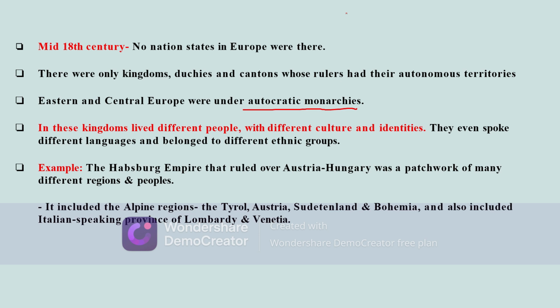During the mid 18th century, Europe was not divided as nation states as they exist today. Justify the statement. So, for that, first you have to give an intro with these 3 points and then take up the example of the Habsburg Empire and explain in detail. And this is also a repeated question in most of the question papers.